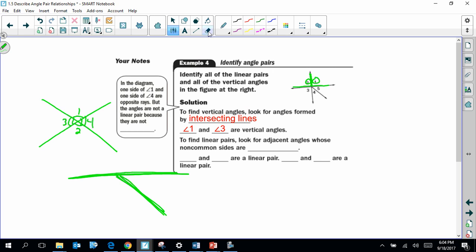Now I can also look and see that angle 2 and angle 3 form a line and they share that side. So that means angle 2 and angle 3 are also a linear pair. And those are what we're looking at to try and identify what our angle pairs are in the diagram that we see.